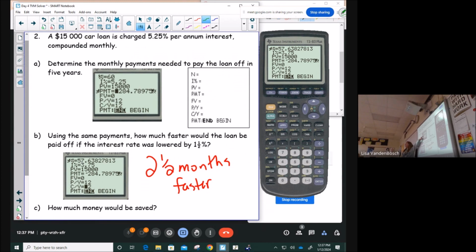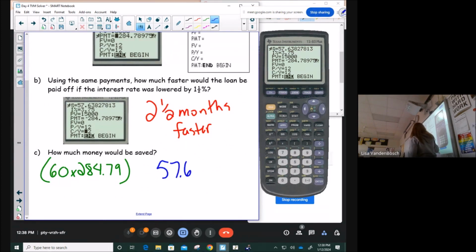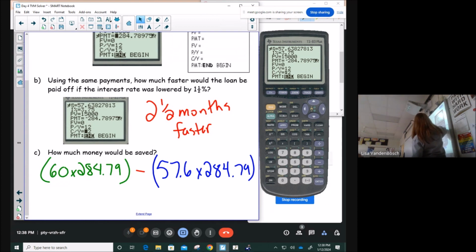60 payments of $284.79. That's the original way we paid. When we lowered our interest rate, what did we do? How many payments? 6 times 284.79. And what do we do with these two numbers? Subtract them.